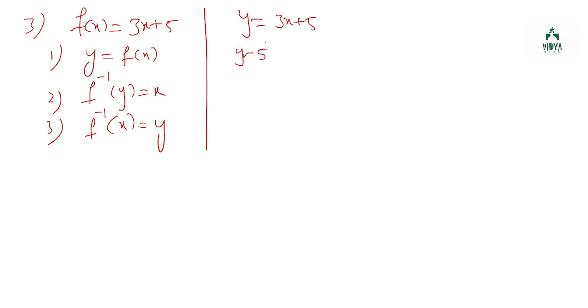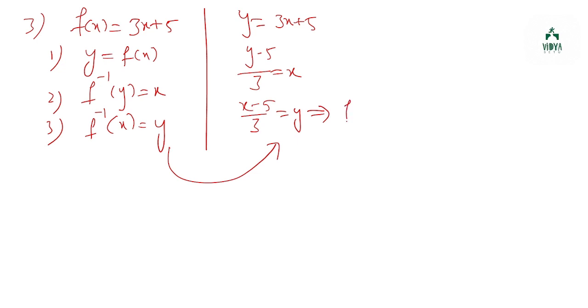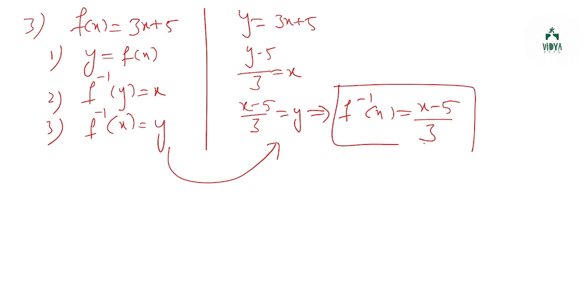y minus 5 by 3 is equal to x. Now what should you write? Just interchange them. x minus 5 by 3 is equal to y. Now what is y? f inverse of x is equal to x minus 5 by 3. This is f inverse of x.